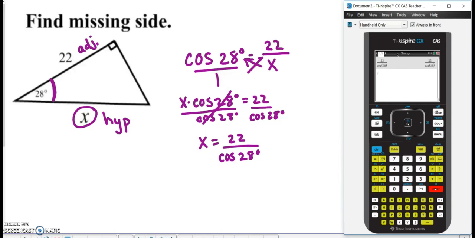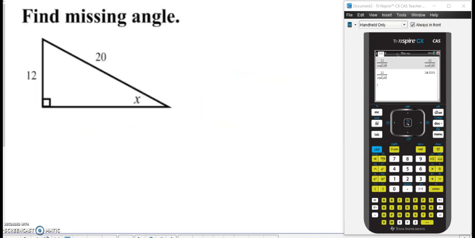See, look what I got. I got something that gave me an exact answer again. So we'll hit Control Approximate, and it's going to give us the approximate value. So x is approximately 24.9, and this doesn't happen to have any units on it. So we're going to say about 24.9. That's the length of this side here. All right, let's go to the next page.